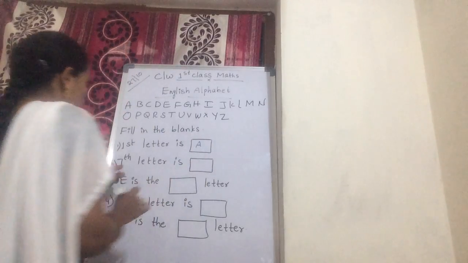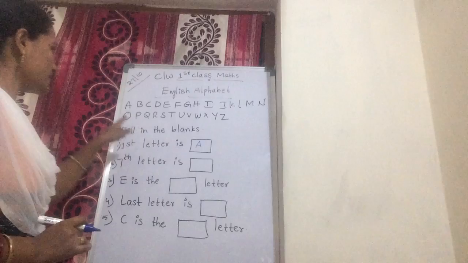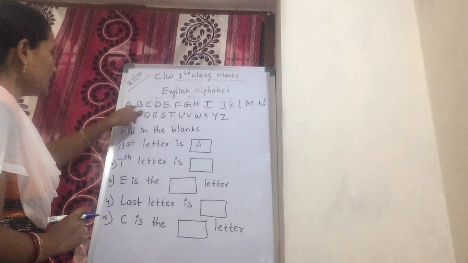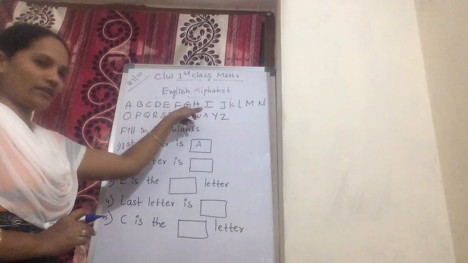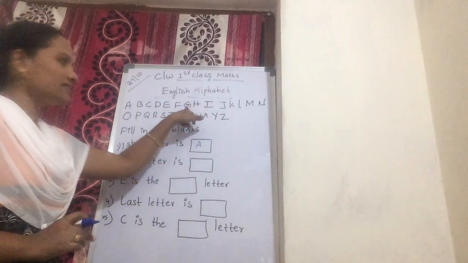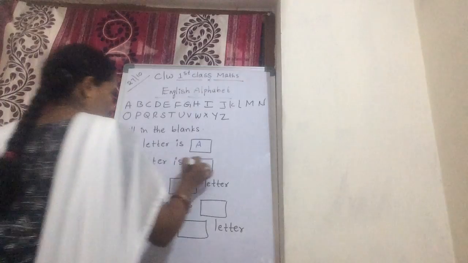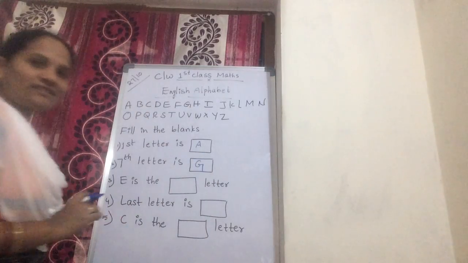Next one, Amma. The seventh letter is, what is the seventh letter, Amma? Count it: 1, 2, 3, 4, 5, 6 and 7. What is the seventh letter? G. You get it? G. You write a G here.